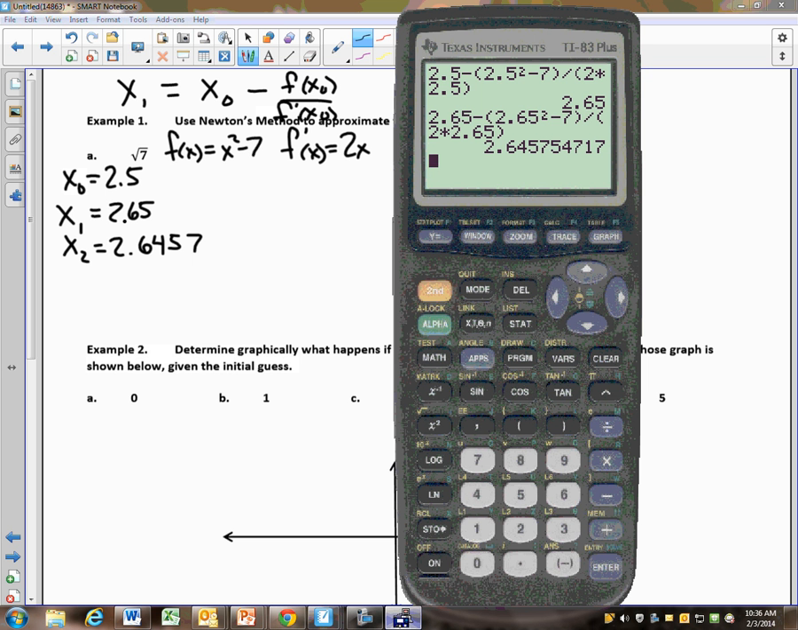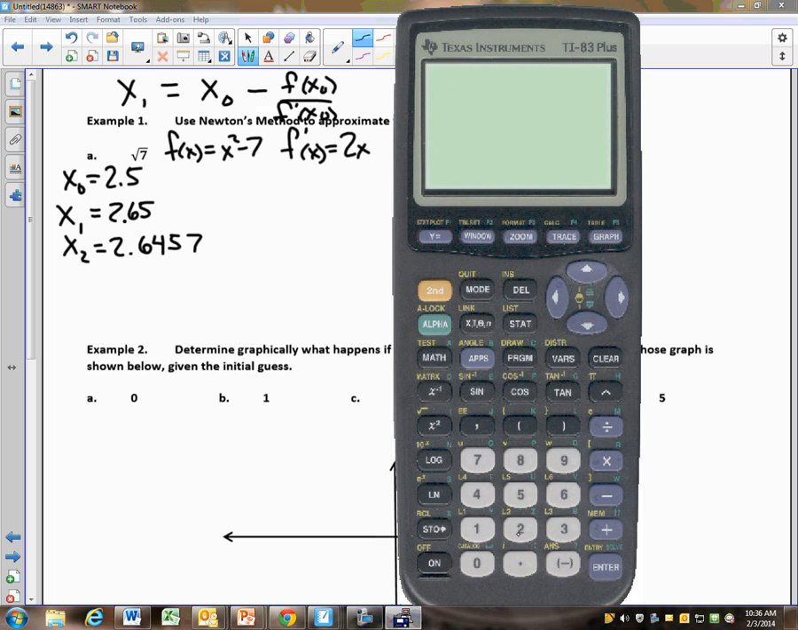Let's try this guess now. We'll try 2.6457. So 2.6457 minus, parentheses, 2.6457 squared minus 7 divided by 2 times 2.6457. I guess maybe I could round it up.